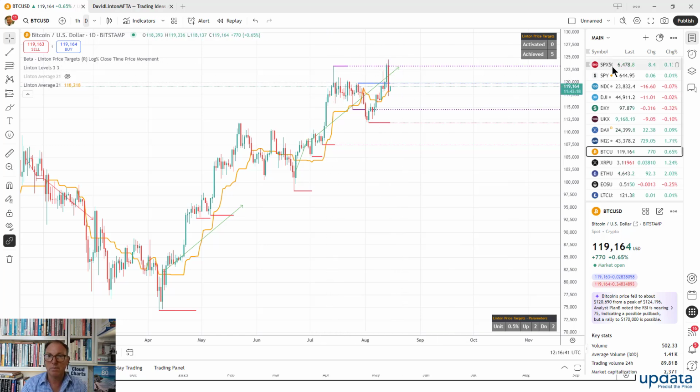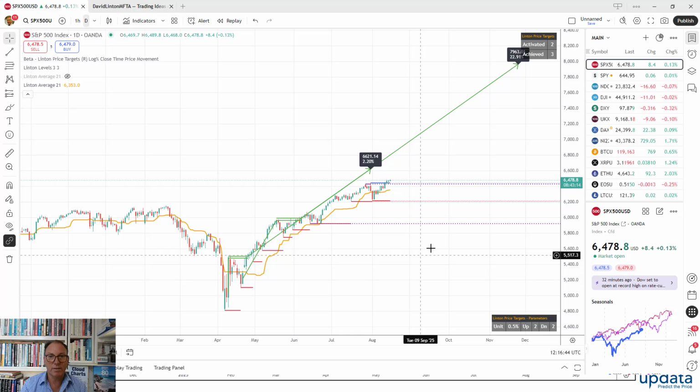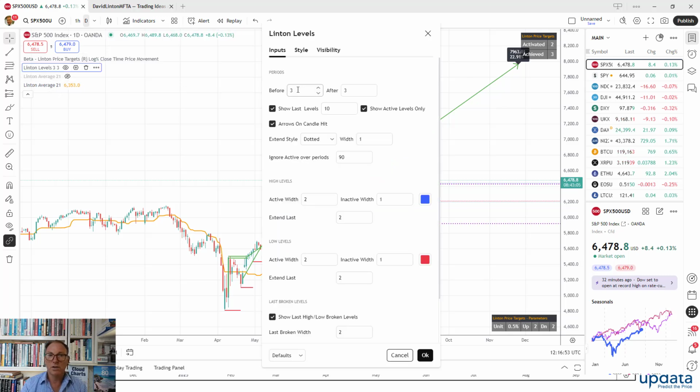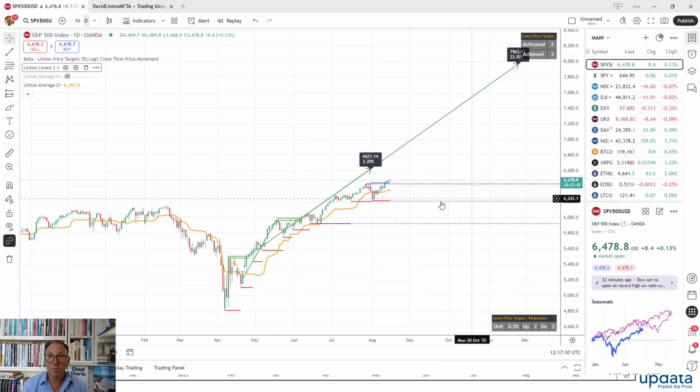That's on Bitcoin. But we can go right the way through and see where the support and resistance levels are. Now you can adjust these by going to the levels here, go to the settings. You can change the 3 bars before and after to 2 bars or 4 bars or 5 bars. You'll get fewer lines if you choose 5, and you'll get many more if you choose 2. You can decide how many levels you wish to display, and we also display a purple level if it's a level that's just been broken. So that just tells you that a level's just been broken.